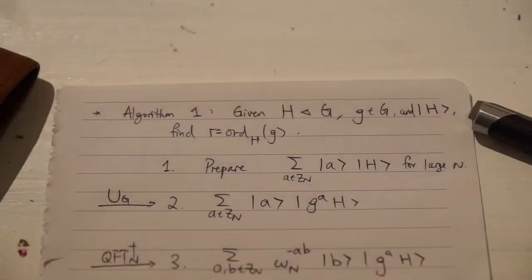Given these tools, we are now ready to present the group order finding algorithm. The algorithm will be split into two parts, two sub-algorithms, algorithm 1 and 2. I will first present algorithm 1. Algorithm 1 does the following. Given some normal subgroup H of G and some element g in big G, as well as the superposition of H, this algorithm finds the order of g with respect to H, and we call this value r.